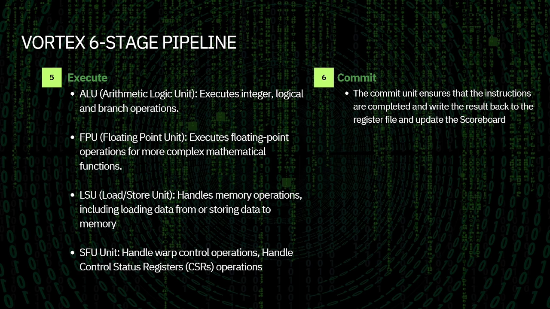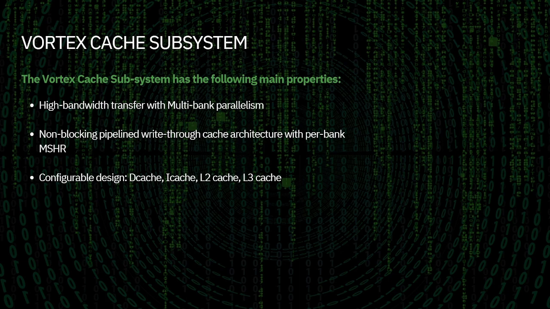Commit unit ensures that the instructions are completed and it writes the result back to the register file and updates the scoreboard. كده عندنا Vortex Cache System. هو عنده 3 main properties: high bandwidth transfer with multi-bank parallelism, non-blocking pipeline write-through cache architecture with bank-wide miss status holding register, configurable design دي cache I cache L2 cache L3 cache.